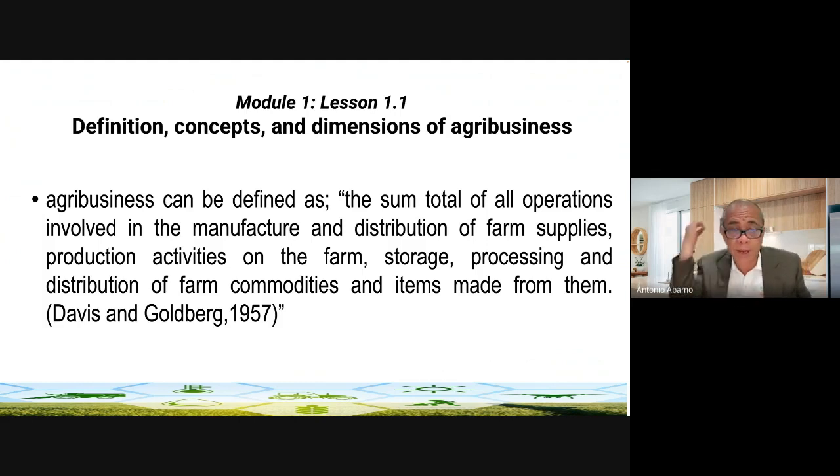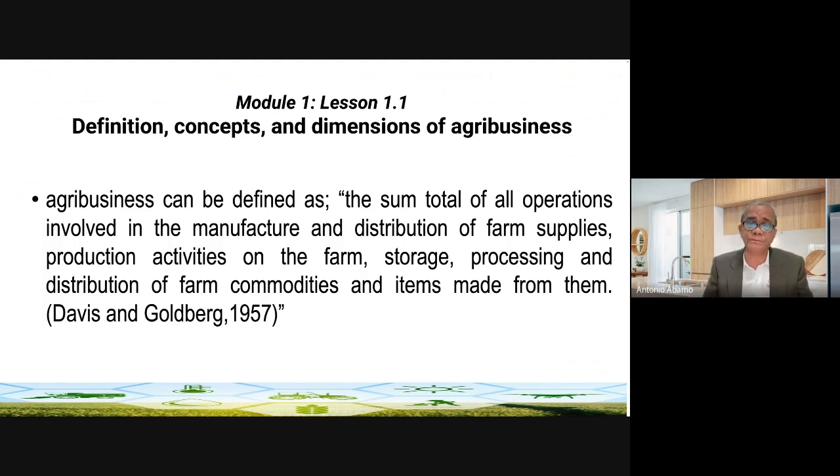Now, from Ray Goldberg and Davis, I'll read the definition, but it can be subdivided into different parts. Agribusiness can be defined as the sum total of all operations involved in the manufacture and distribution of farm supplies or farm inputs, production activities on the farm, storage of the product for the market, processing and distribution. Okay, you process and distribute to relevant markets of farm commodities and items made from them.